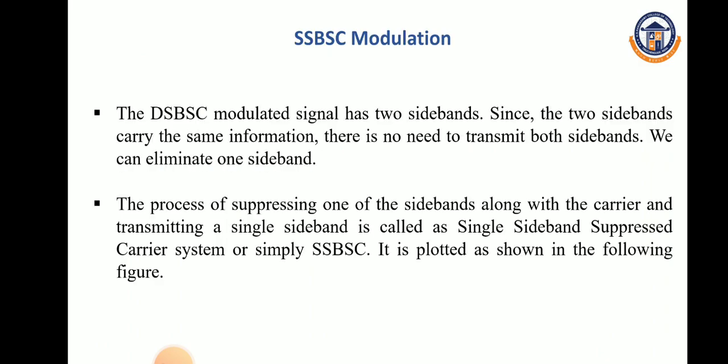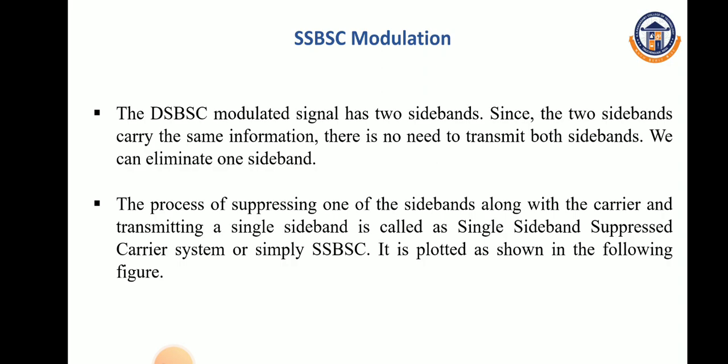So first, let you know what is SSB-SC modulation. SSB-SC is single sideband suppressed carrier modulation. In the last video we discussed double sideband suppressed carrier, where we use two sidebands for transmitting signals from one end to another, whereas in SSB-SC modulation we use only a single sideband.